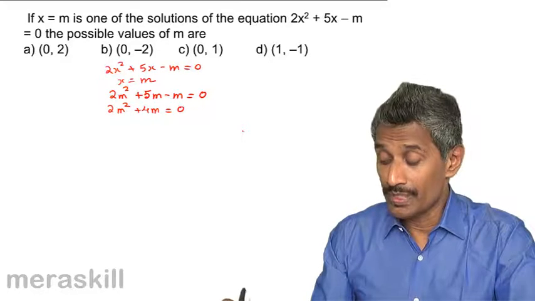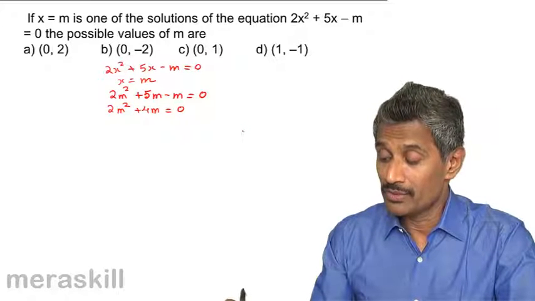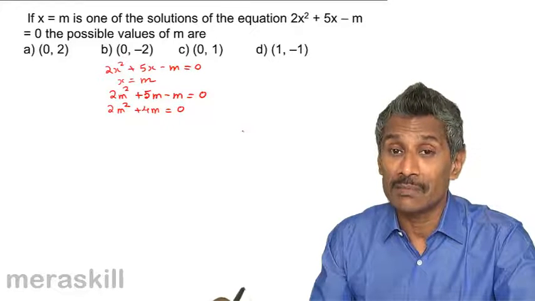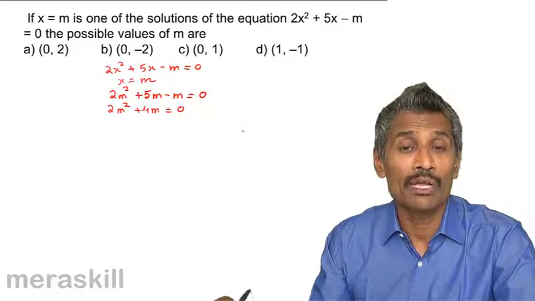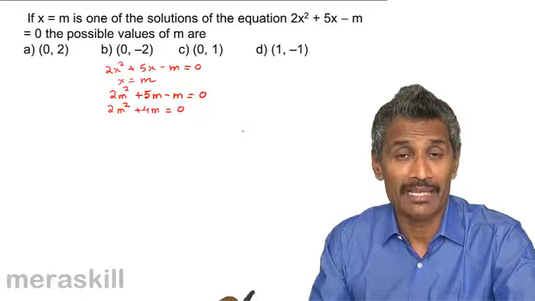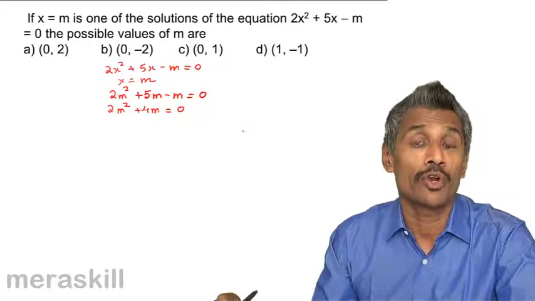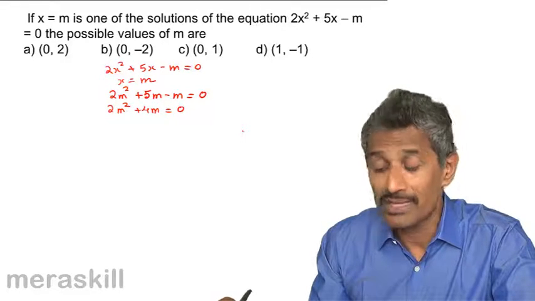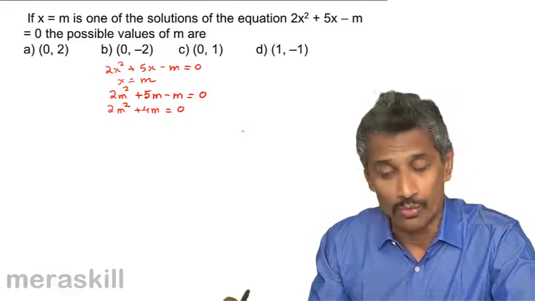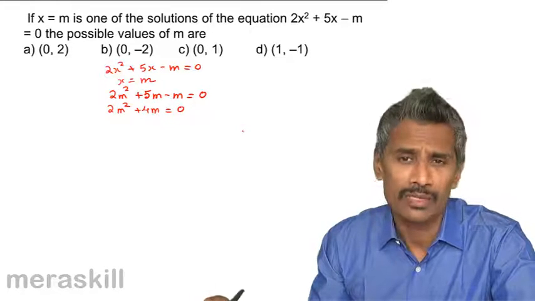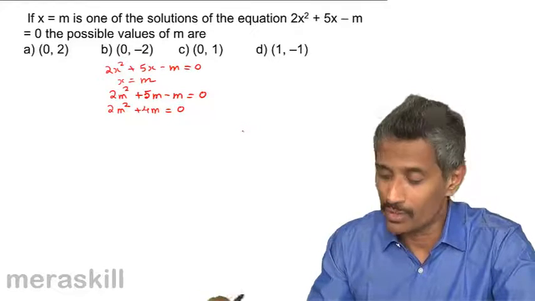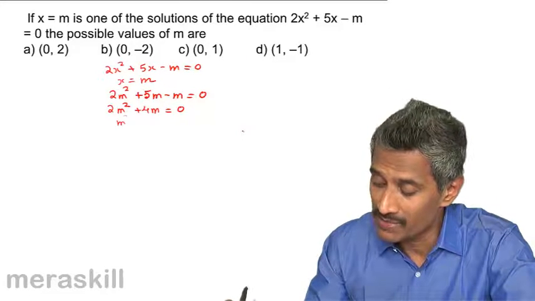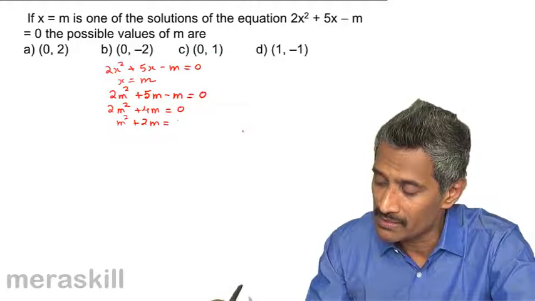Now here we need to be careful. You may tend to say let's cancel away m. Cancelling away m would mean dividing by m, and division by a number is valid only if the number is sure not to be 0. So, we don't know what the value of the variable is, so we cannot divide by m. But we can divide all of them by 2, because 2 is definitely not 0. So, when you divide all the terms by 2, which is the same as cancelling by 2, you get m squared plus 2m is 0.